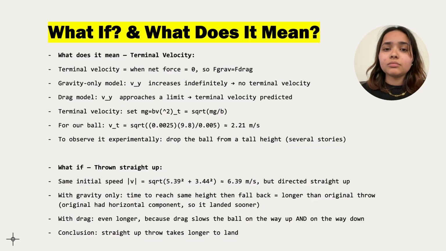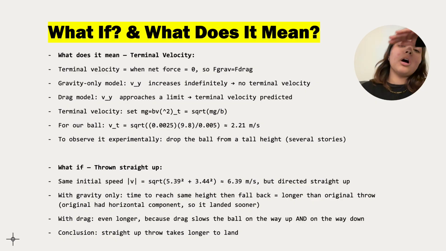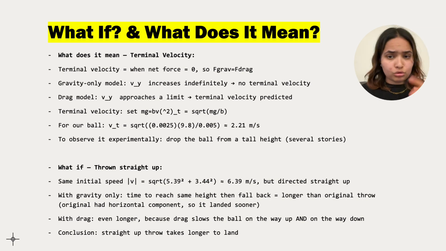In our original experiment, the ball had a large horizontal velocity and a moderate upward velocity, so it followed a parabolic arc and landed in under a second. Thrown straight up, it would rise and slow down, stop, and then fall the whole way back, which takes a long time. Adding drag makes it even longer because drag slows the ascent and also resists descent. So the answer is straight up would take longer.